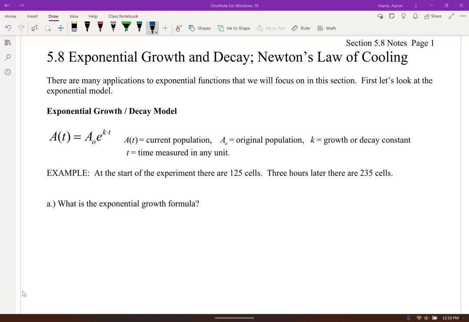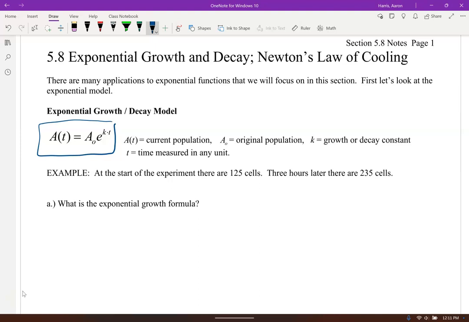And so here's our model for exponential growth or decay, where A sub zero is the original or initial population, k is our growth or decay constant, t is the time, and A of t is the amount after time t, right? So let's take a look.